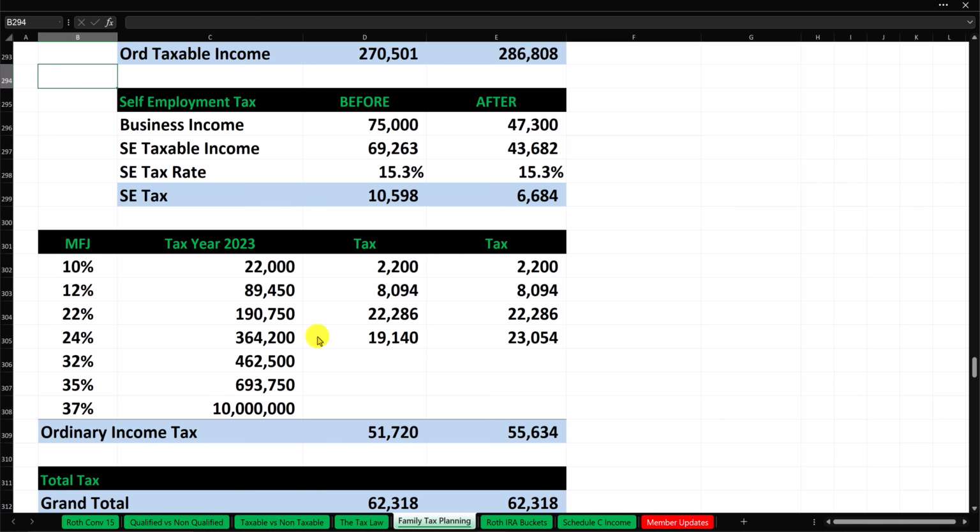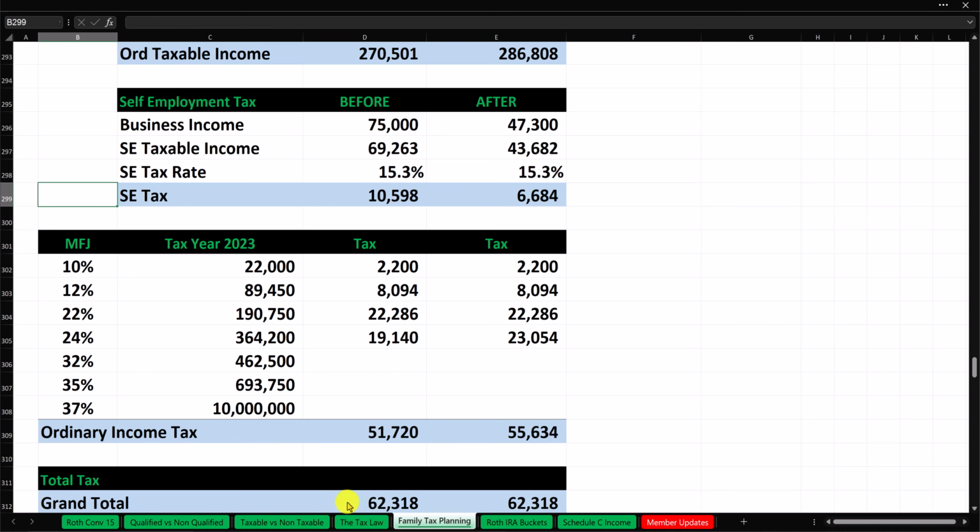Now let's jump down here to our tax calculation. We know how this works. So these brackets are the same. These brackets are the same. These brackets are the same. This one is going to be what? This number right here, the ordinary taxable income, minus the top of the previous bracket, multiplied by 24%. And the same thing over here. We have the $286,808 minus the top of this bracket, multiplied by 24%, gets us $23,054. So the result is $51,720 of ordinary income tax under scenario 1 and $55,634 of ordinary income tax under scenario 2.